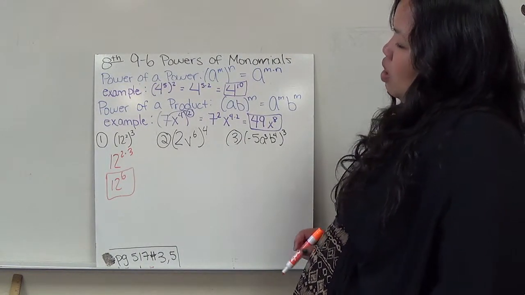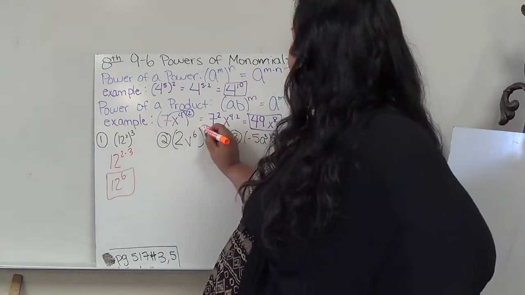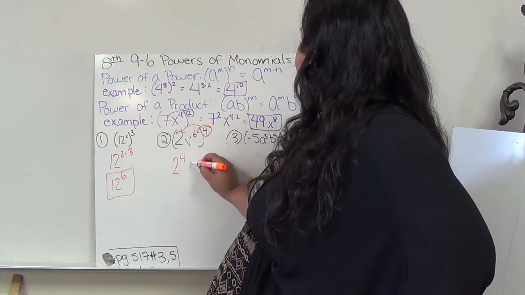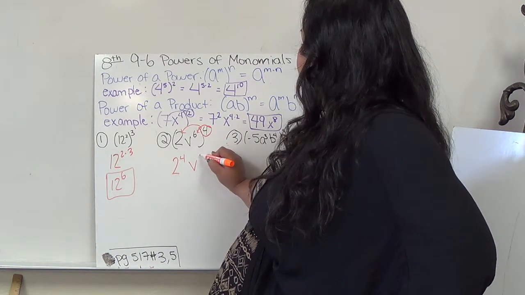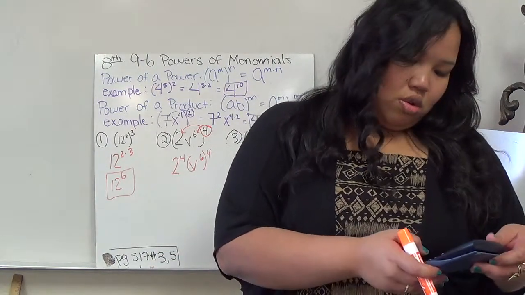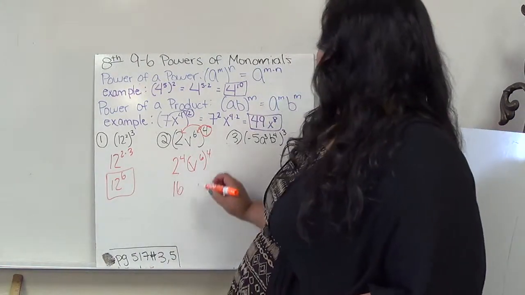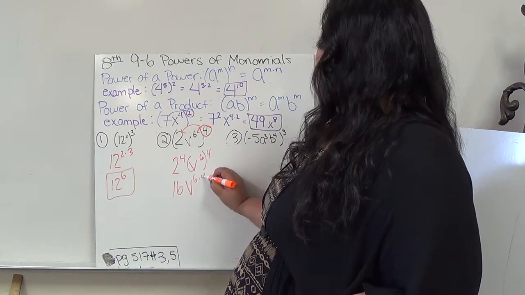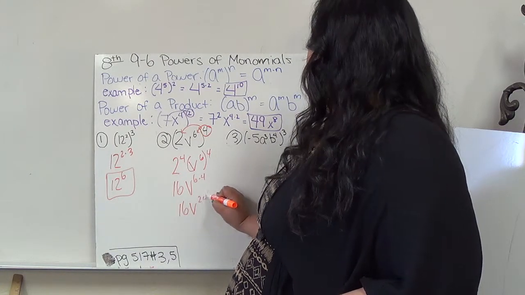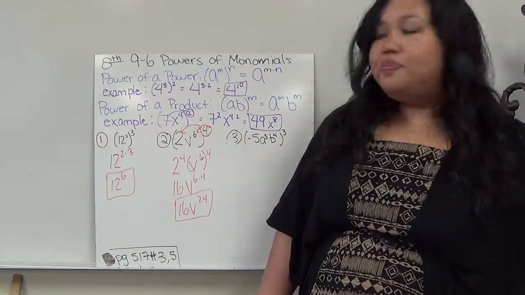The next one is a combination of power of a product and power of a power. I'm going to take this 4 and give it to the 2, so 2 to the 4th, and give it to the v, so it's v to the 6 to the power of 4. So 2 to the power of 4 is 16, and then this is v to the 6 times 4, because power of a power, I multiply them together. So 16 v to the 24th. Okay? That's my answer.